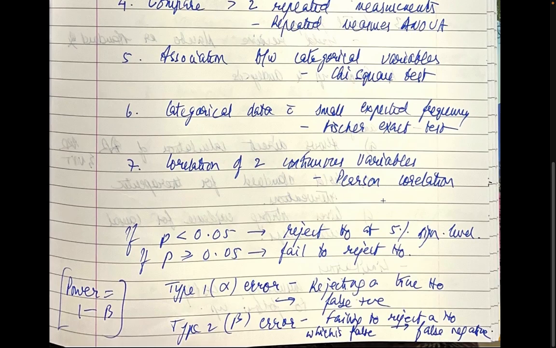Type 1 error is an alpha error. You reject a true null hypothesis, so you get false positives. Type 2 error is a beta error, which is failing to reject a null hypothesis which is false. So you get a false negative. So the power of the study is calculated as 1 minus beta.